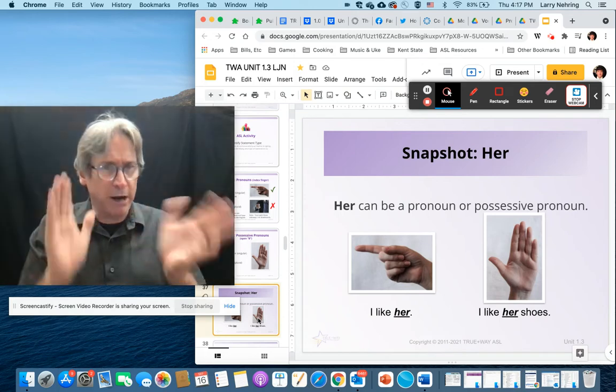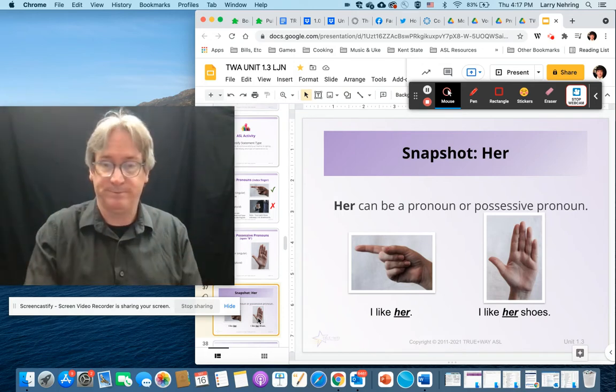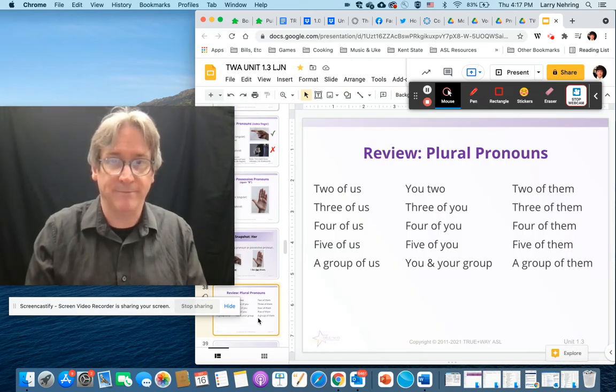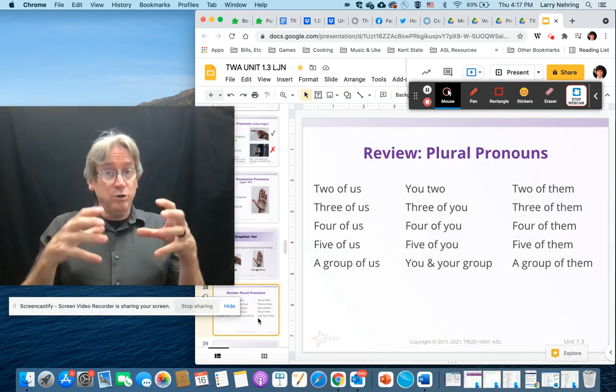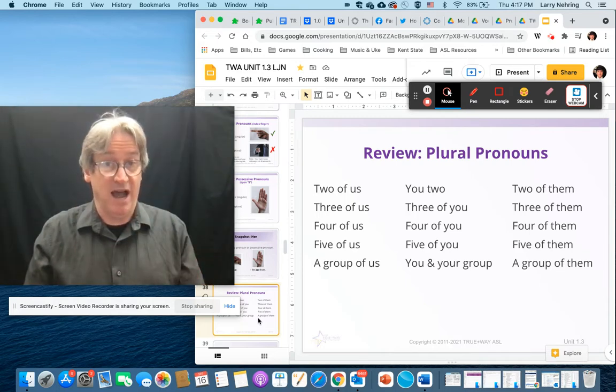Right? So just be aware that those two hand shapes are not interchangeable, like with "me" and "my." We can also include numbers, generally speaking, up to 5.